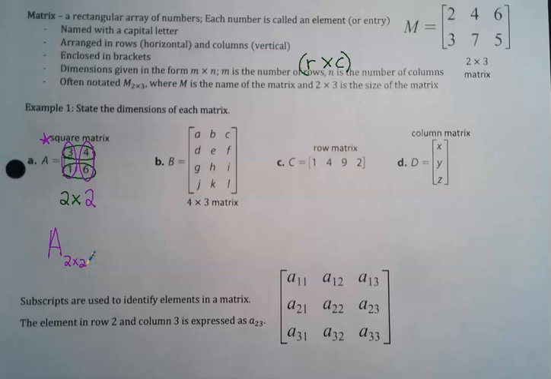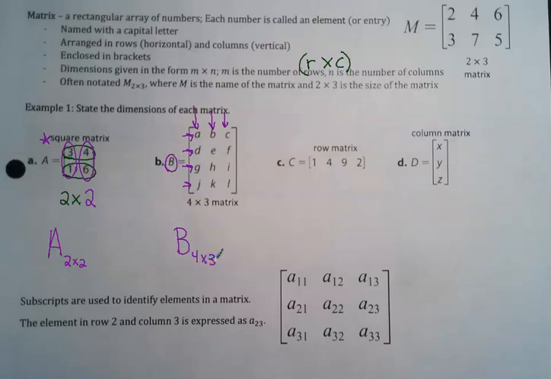B, for some reason, I already gave you the answer. It's not a square matrix, but it has 4 rows, 1, 2, 3, 4. Maybe I should put arrows on those. I'm not good at arrows. 4 rows and 3 columns, 1, 2, 3. So it's a 4 by 3 matrix. If we were notating it, it would be B, because that's the name of the matrix, and it's a 4 by 3.